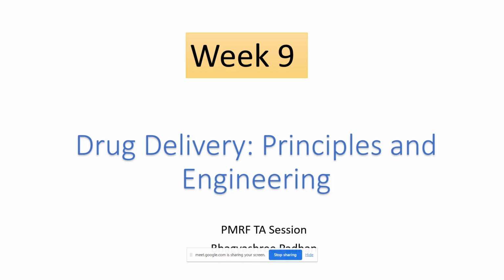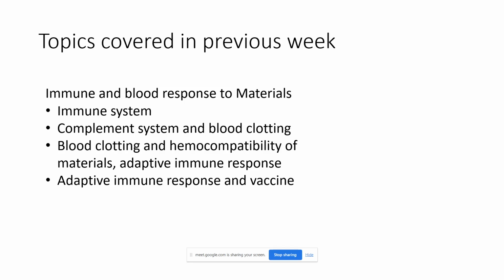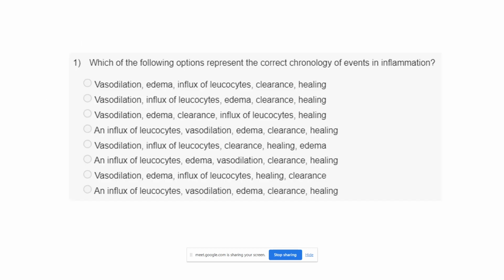Thank you. So these are the topics that were covered in the last week. That is immune and blood response to materials, which included immune system, complement system and blood clotting, and hemocompatibility of materials, adaptive immune response and vaccine. And let's start with the assignment questions.